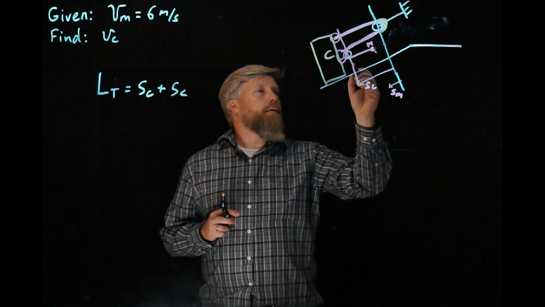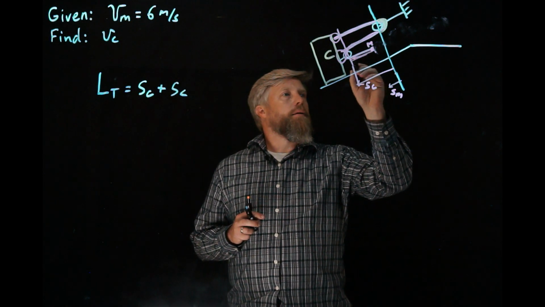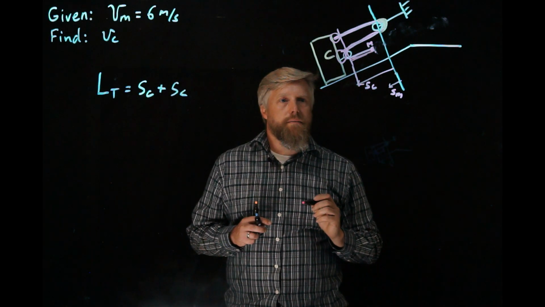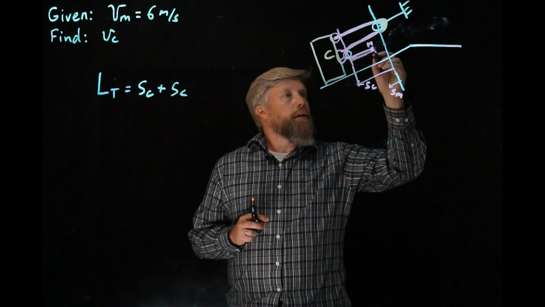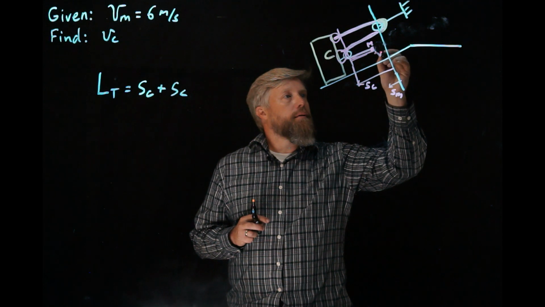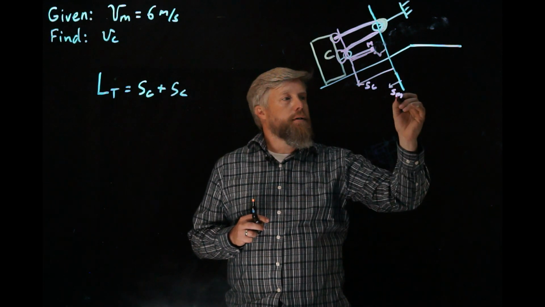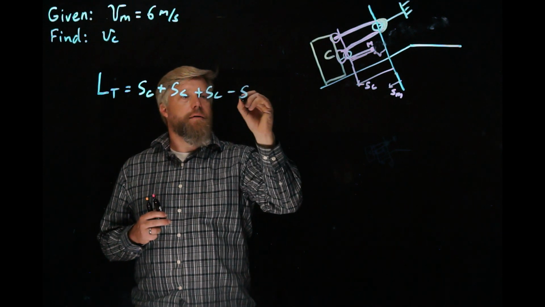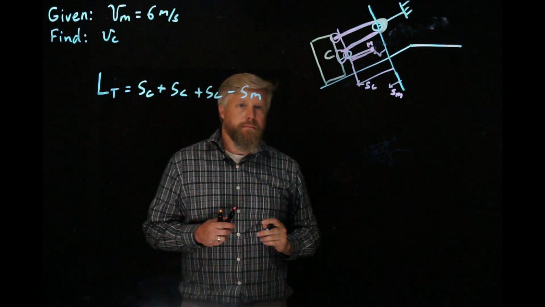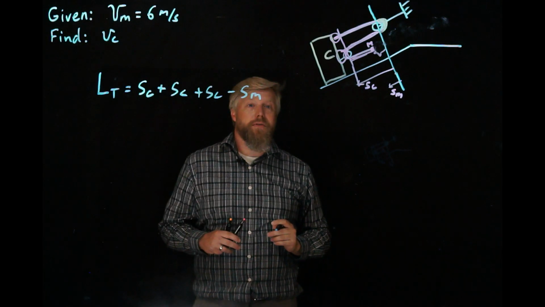Okay, then we have another little piece of rope here that goes from here to here. And what's that distance? Well, it's not the full SC. It's SC minus whatever this is. That portion is SM. Let's say plus SC minus SM. There's our equation for the length of the rope.